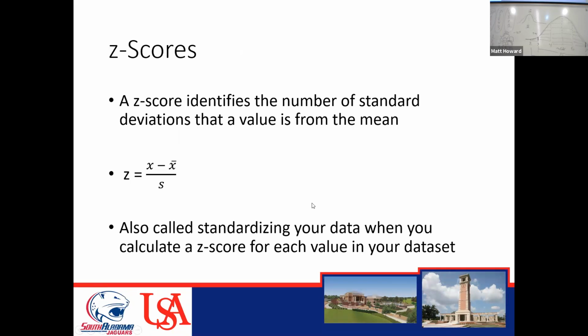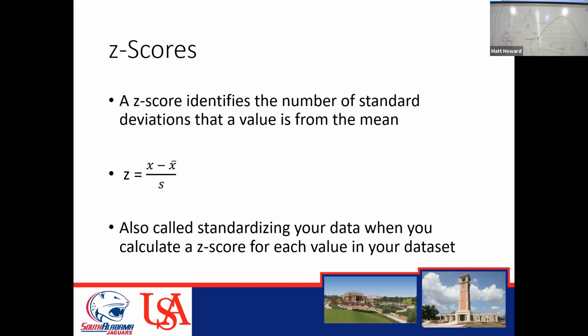All right, so another thing we should know about is z-scores. We should talk about z-scores very briefly. A z-score tells you how many standard deviations a value is from the mean. First of all, this is different than variance and standard deviation.